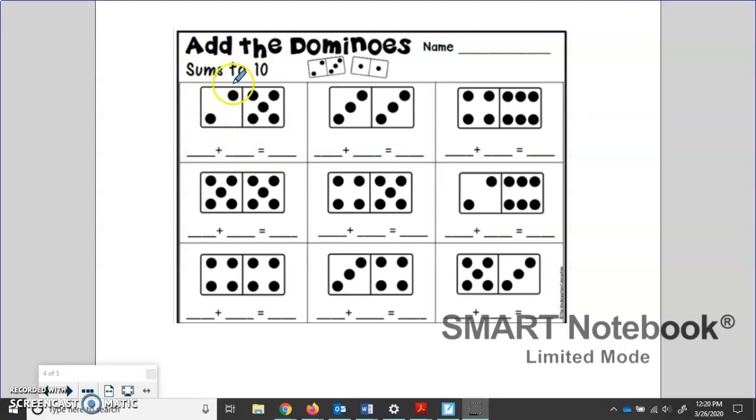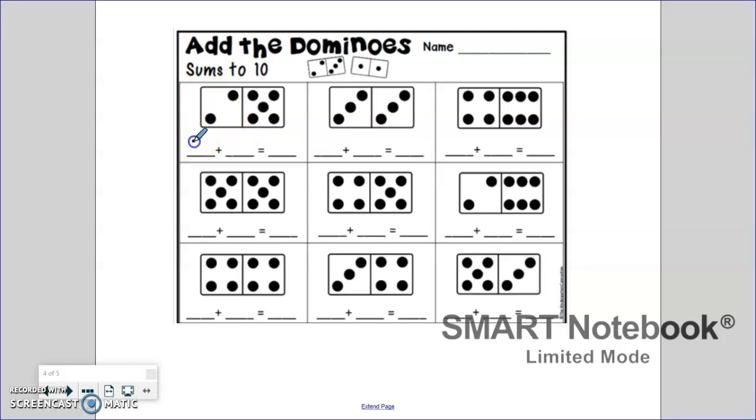I see 1, 2 dots on this side of the domino. See how there's a line in the middle? We're going to add just the first side to the first number. 1, 2. So on the first line, I write the number 2. Then there's the plus sign. We don't need to write it. It's already there. We're going to add in the second side how many dots there are on this side. 1, 2, 3, 4, 5. There are 5 dots on the second side.